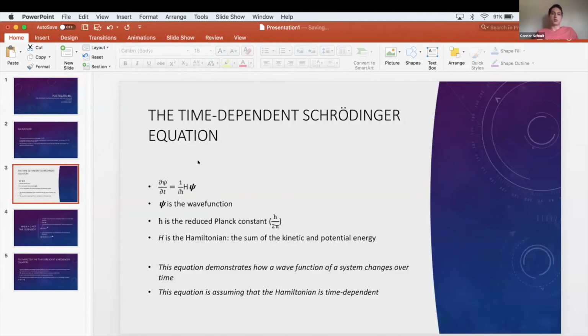So the time-dependent Schrodinger equation is right here. It's just the partial derivative of psi with respect to t, which is equal to 1 over the imaginary number i times h bar times the Hamiltonian and the wave function. h bar is the reduced Planck constant, h over 2 pi, and the Hamiltonian is the sum of the kinetic and potential energy of the system. This equation demonstrates how the wave function of a system changes over time. And this equation also assumes that the Hamiltonian is time dependent, which oftentimes is not the case.